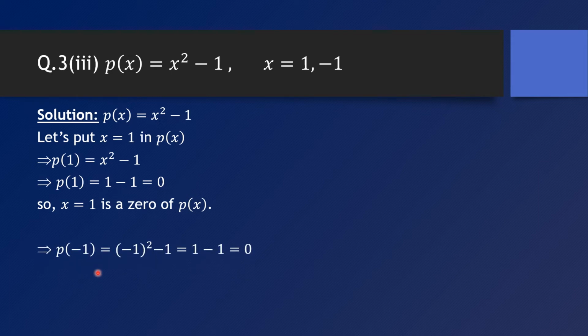Now let's do it for x is equal to minus 1. When we put x is equal to minus 1, it will be p of minus 1 is equal to minus 1 square minus 1, which is equal to 1 minus 1, again equal to 0. Therefore, we can say that both of these numbers, that is 1 and minus 1, are the 0s of the polynomial.